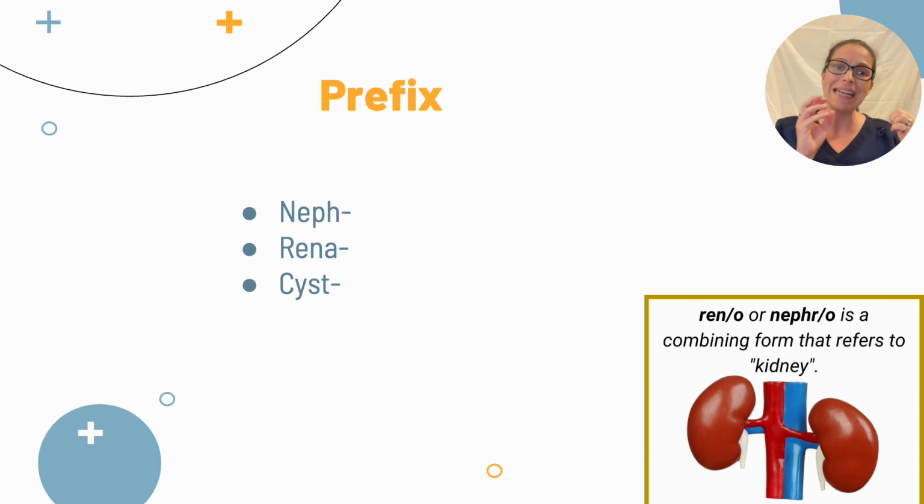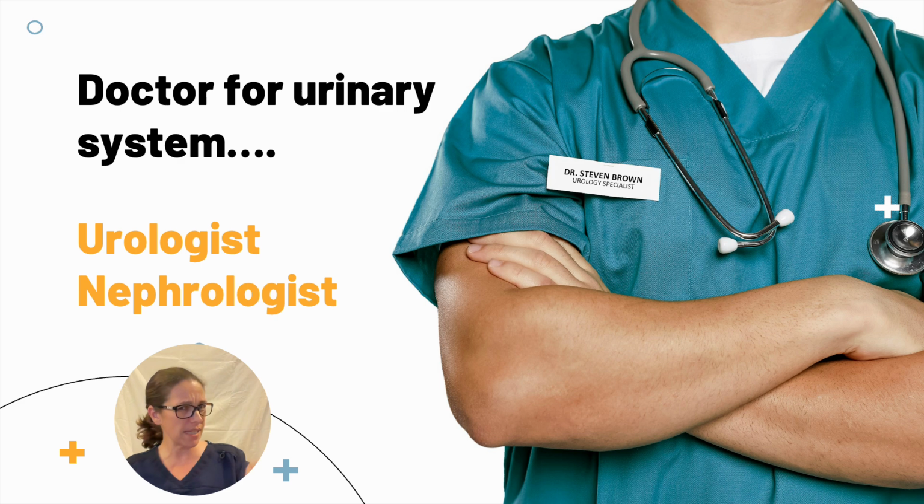Another thing to keep in your mind are these prefixes of words. So if you see neph or rena, this is to do with the kidneys, right? Cyst refers to the bladder. Okay, so neph and rena are to do with the kidneys, and cyst is to do with the bladder. So which doctor was it? Oh yeah, you knew. It was the urologist.